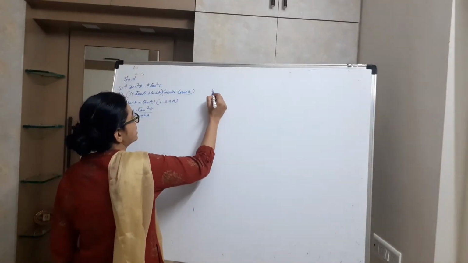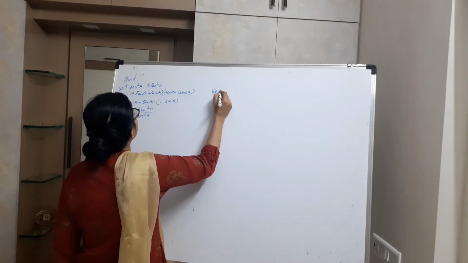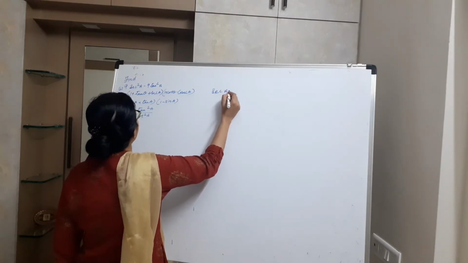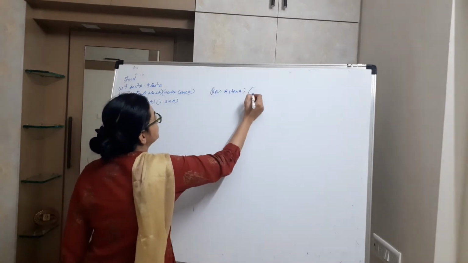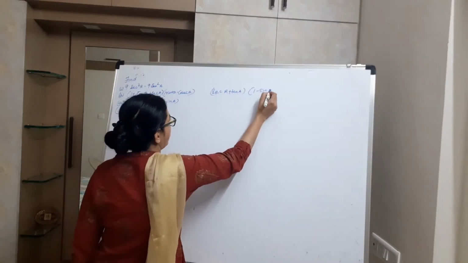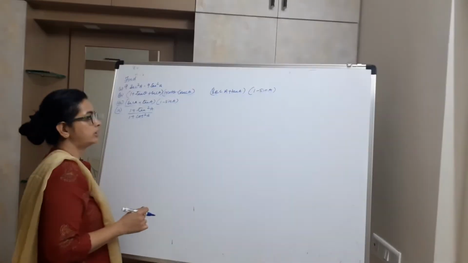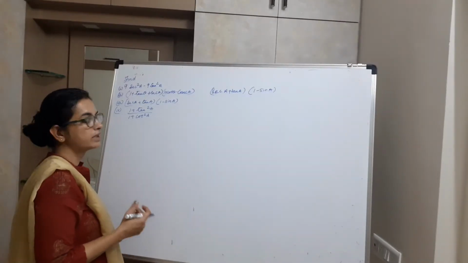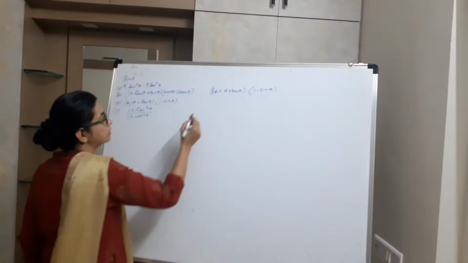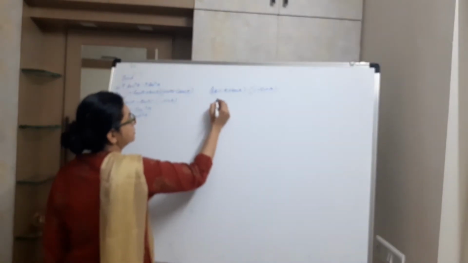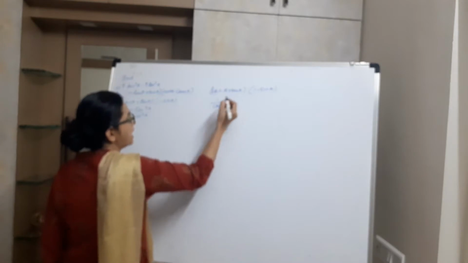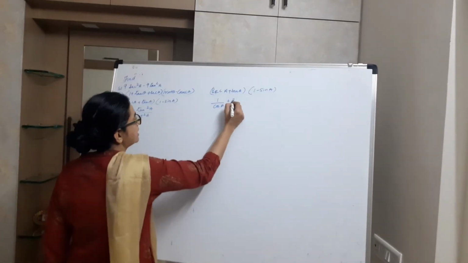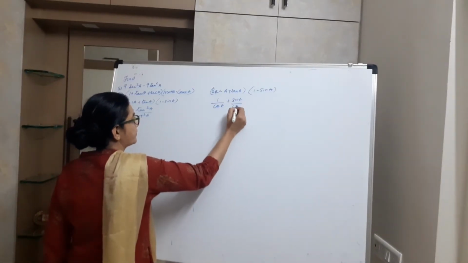Let us take the third one, sec A plus tan A upon 1 minus sin A. We will write these trigonometric ratios in the form of sin theta and cos theta. Sec A is the reciprocal of cos A, and tan A is sin A upon cos A.